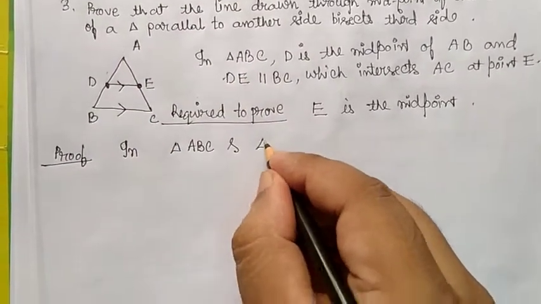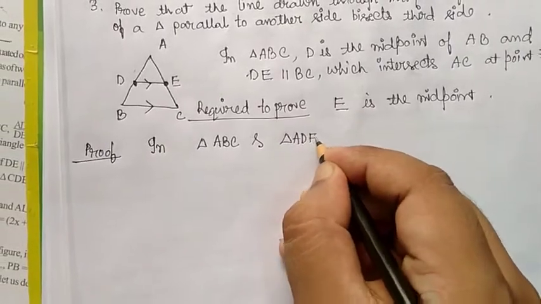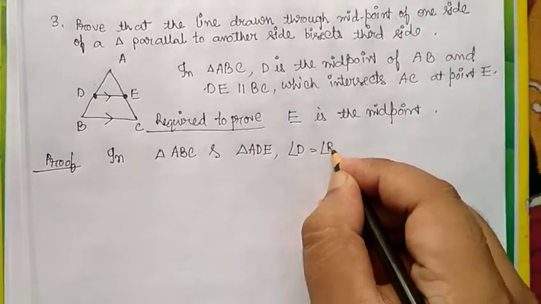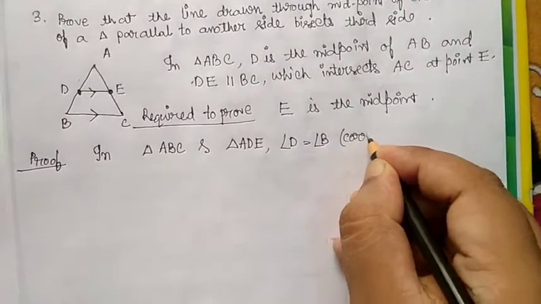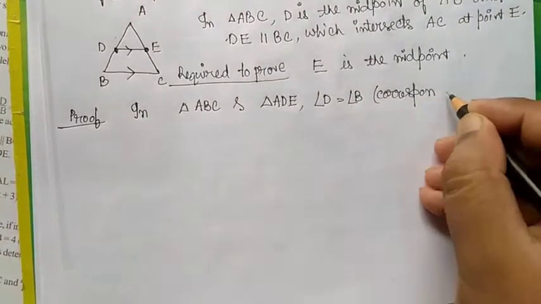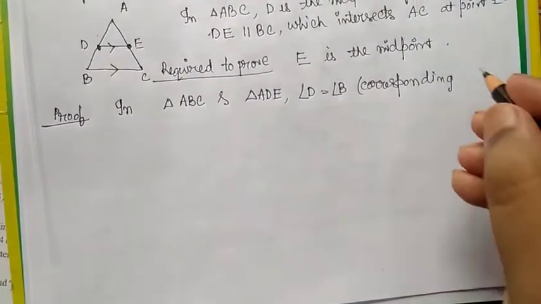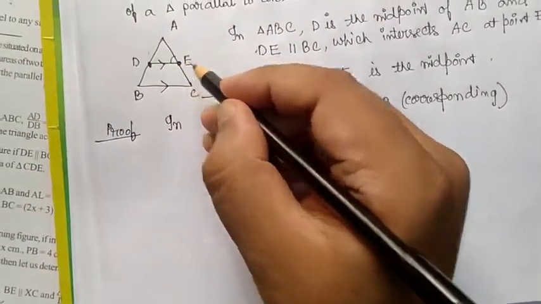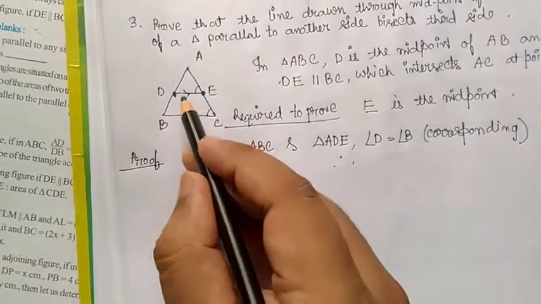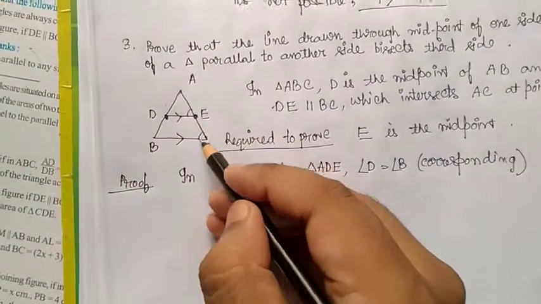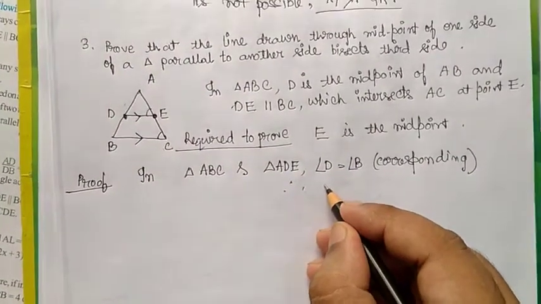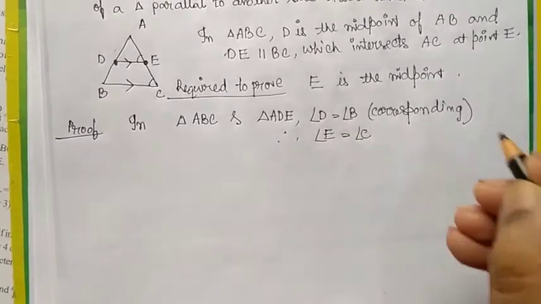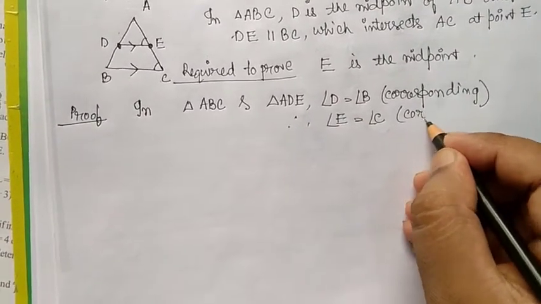in triangle ABC and triangle ADE, angle D equal to angle B, corresponding angle, and same here, this angle equal to this angle, corresponding angle. These two are parallels and this is the transversal. That's why these two angles are corresponding angles. Therefore we can say that angle E equal to angle C. This is also a corresponding angle.